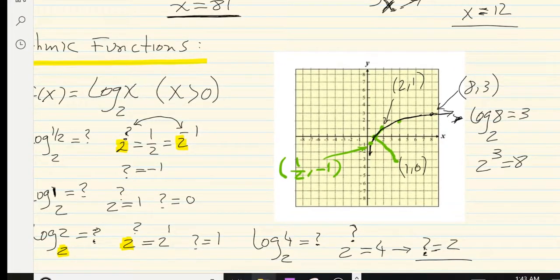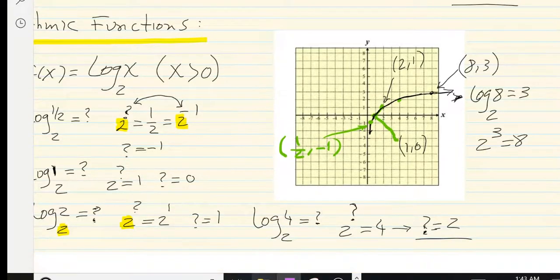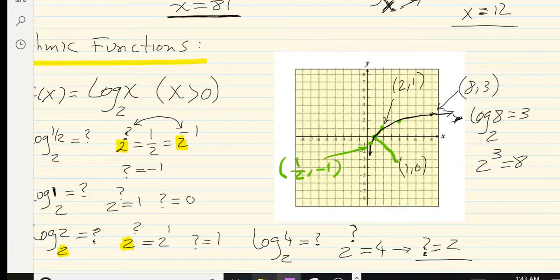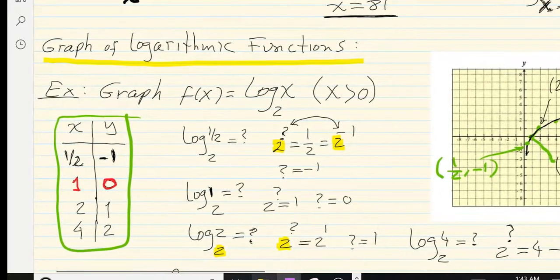Okay, and sorry, my pen isn't cooperating. Now it is. I erased the L. Okay, we're good. Alright, so hopefully you follow that one.